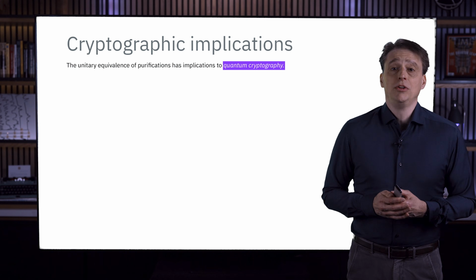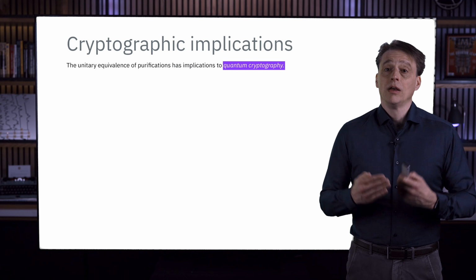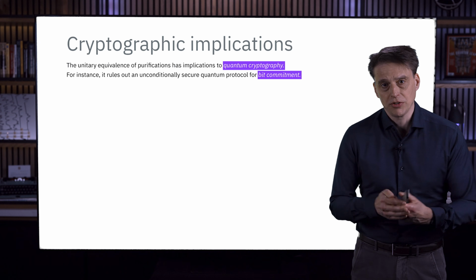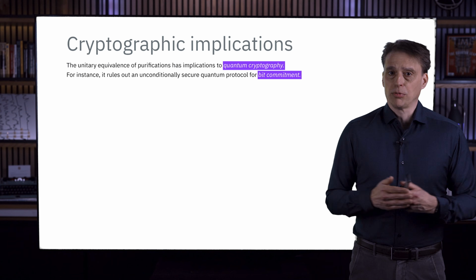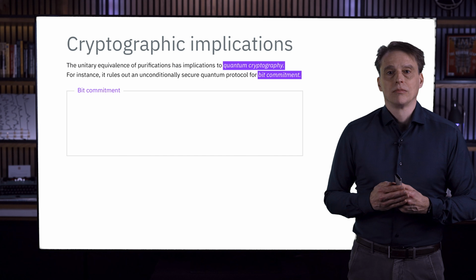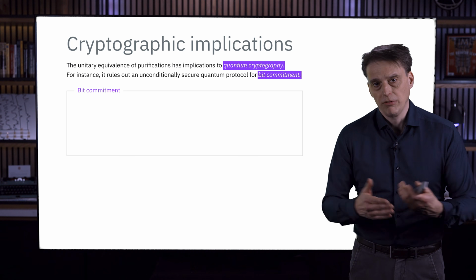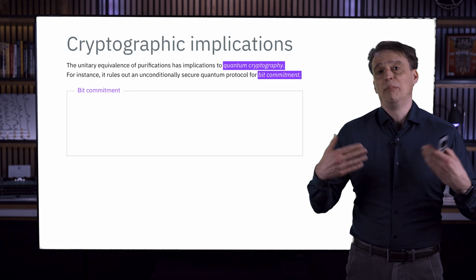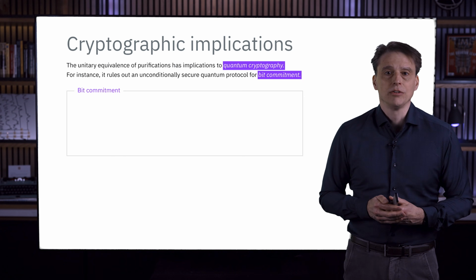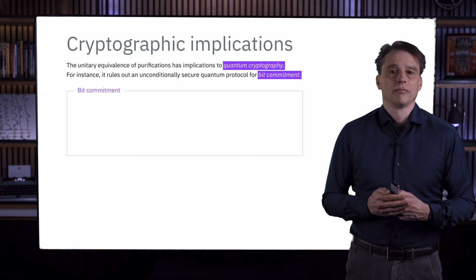The different setting to which the unitary equivalence of purifications has implications is quantum cryptography. And one of its most important implications is that it rules out the existence of an unconditionally secure quantum protocol for a cryptographic primitive known as bit commitment. So what is bit commitment? Bit commitment is an example of a cryptographic primitive, by which we mean a low-level task or procedure that provides some basic functionality, which can then be used as a building block to do more interesting things, like creating digital signature schemes or building zero-knowledge protocols, for instance.